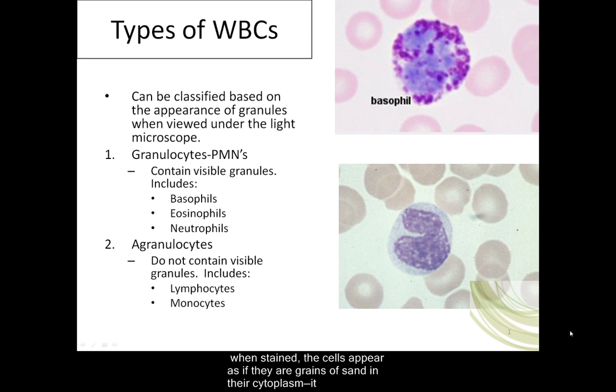Simply put, when stained, the cells appear as if they have grains of sand in their cytoplasm. It appears blotchy. It really isn't grains of sand. Rather, they are components in the cytoplasm that bind to the acid dye eosin, as in the case of the eosinophil, or the base dye methylene blue, as in the case of the basophil, or both dyes, as in the case of the neutrophil. Granulocytes are also called polymorphonuclear cells, which means many-shaped nucleus.